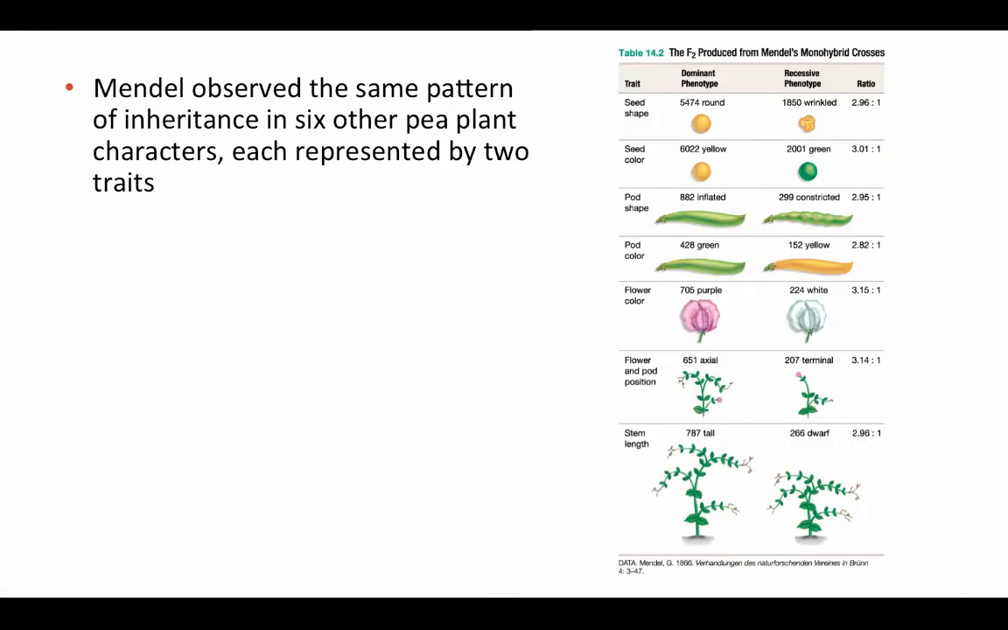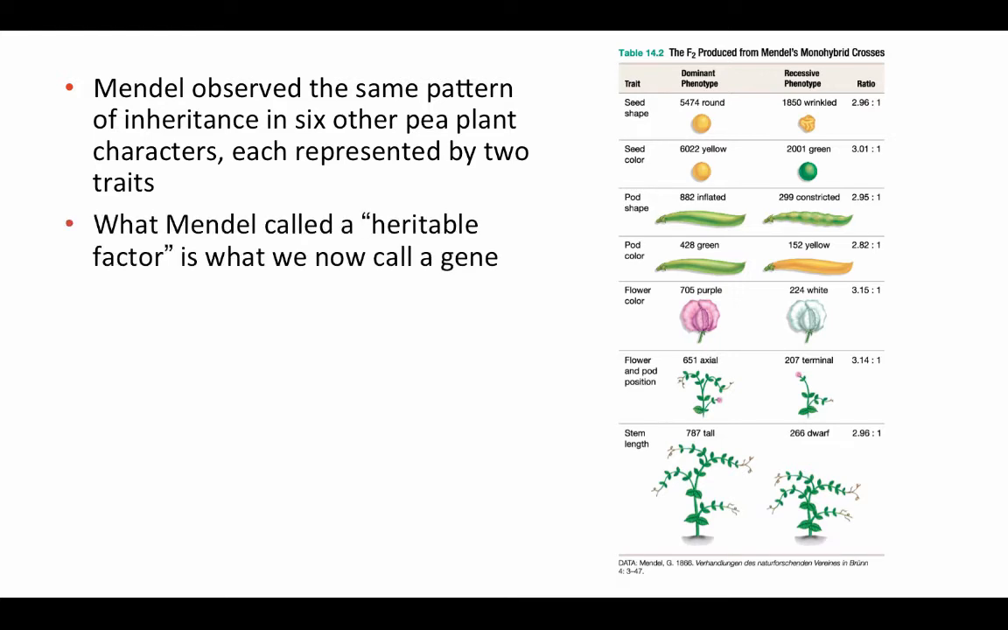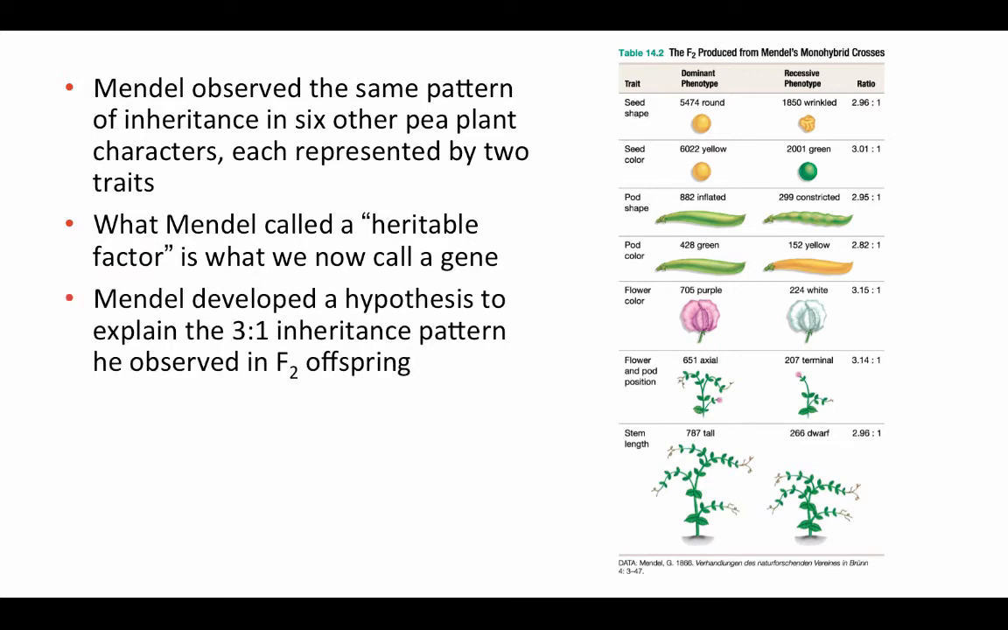And this was what Mendel observed for all of these 7 different traits that he looked at. The same pattern of inheritance, the same ratio of offspring in the F2 generation. So what Mendel was calling a heritable factor is what we now call a gene. And Mendel was trained in mathematics and was looking for patterns, so he developed a hypothesis to explain that 3-to-1 inheritance pattern he observed in F2 offspring.